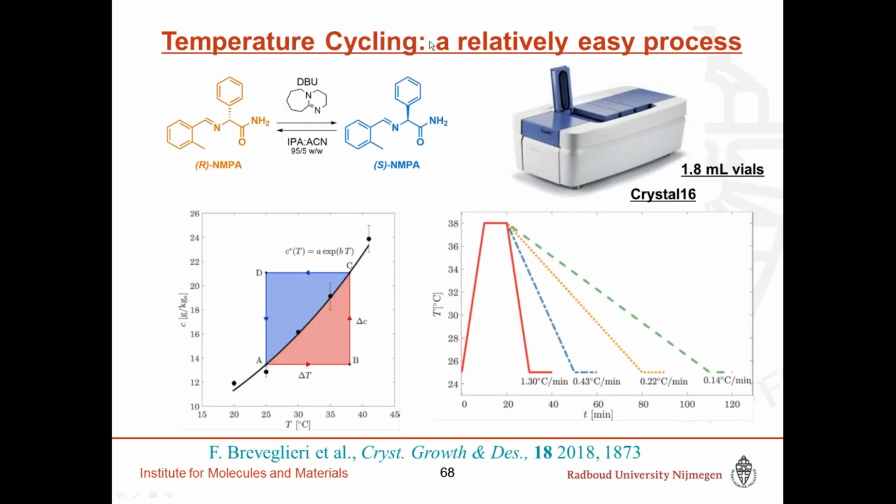Now, temperature cycling is also attractive because the experiment is relatively simple. You could even use a Crystal16 or a Crystalline for that. And here I show you some results from the group of Marco Mazzotti, where they used the compound of Wim Noorduin to study the effect of different cooling rates in this temperature cycling experiment.